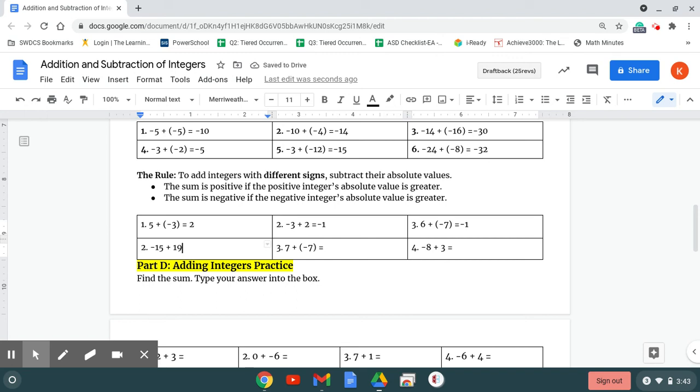All right, it says number 2 again, but I guess it's really number 4. Forgot the equal sign. We're going to put that in there. And I want you to try this one on your own. Okay, hopefully you got this one right. We have two different signs, so we subtract. 19 minus 15 is 4. And then when we look at our numbers, we have negative 15 and 19. What's bigger? 19. And 19 is positive. So our answer is just positive 4.